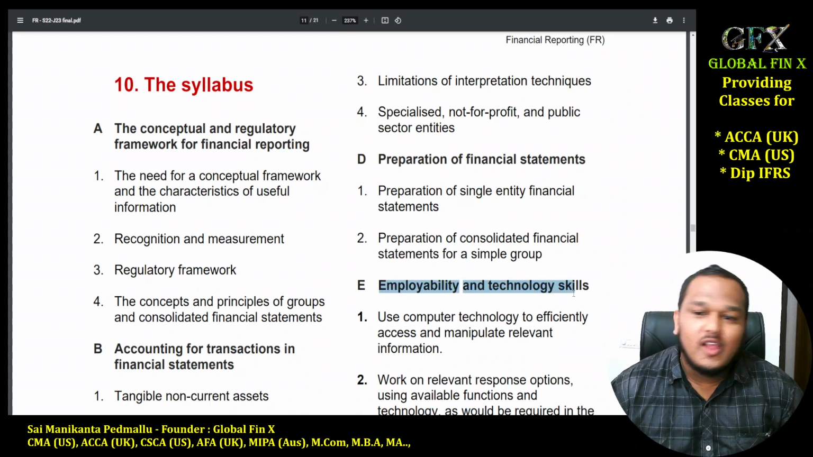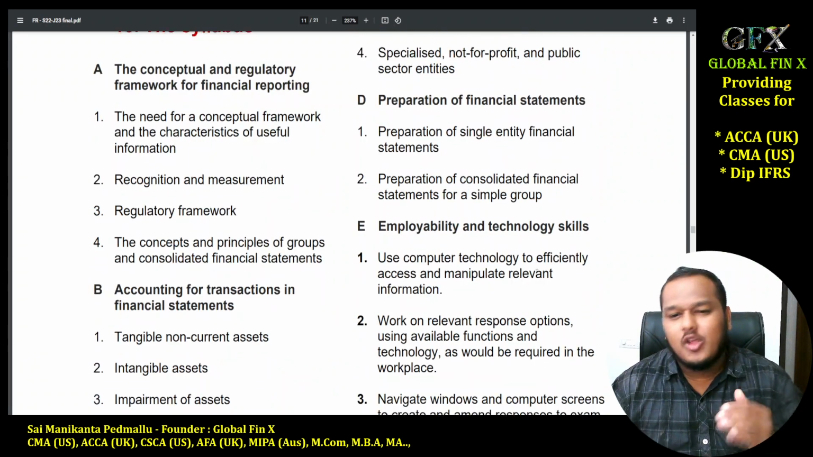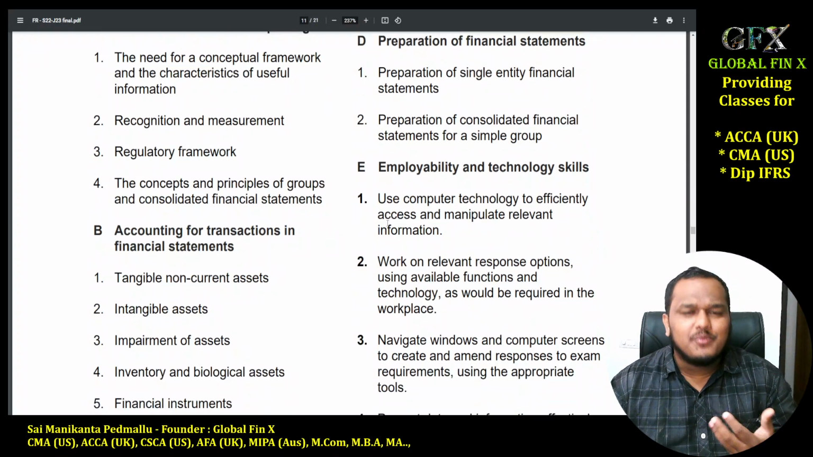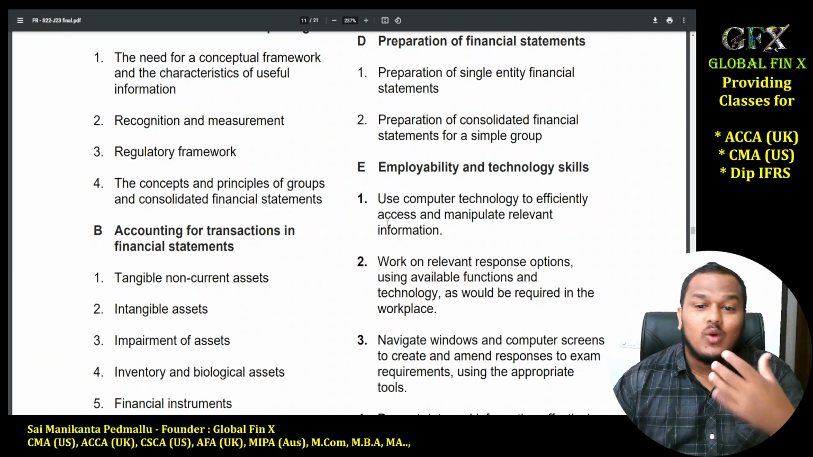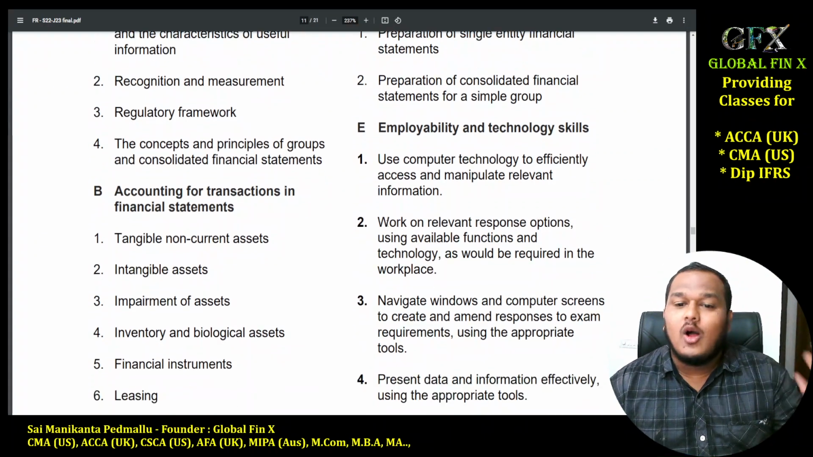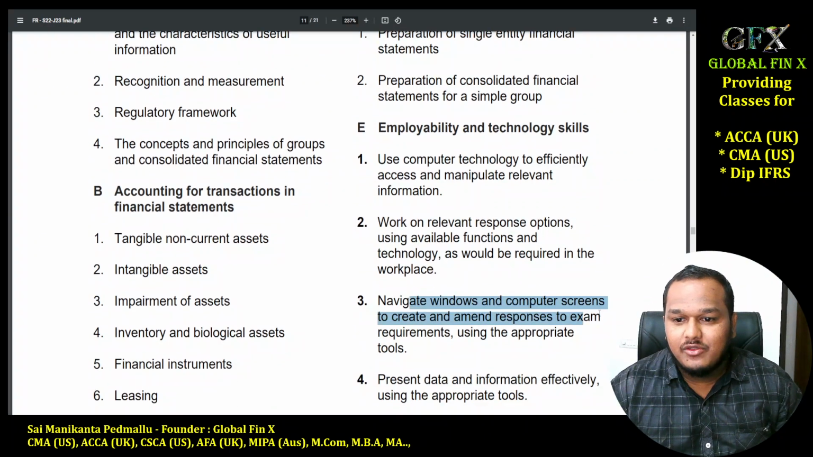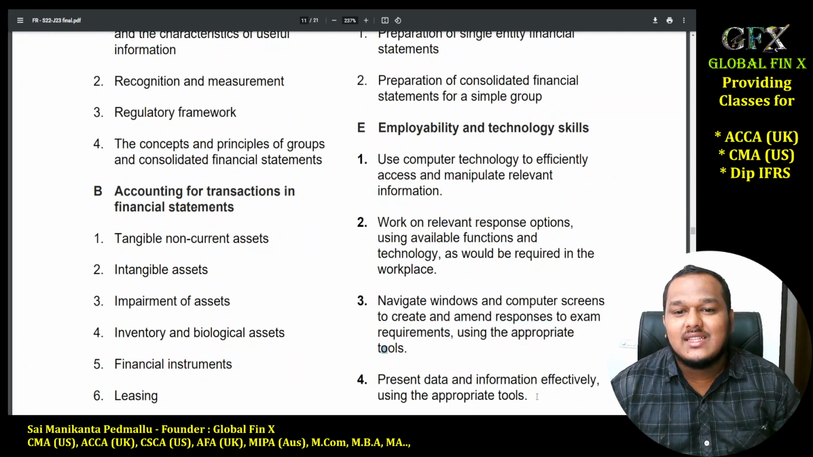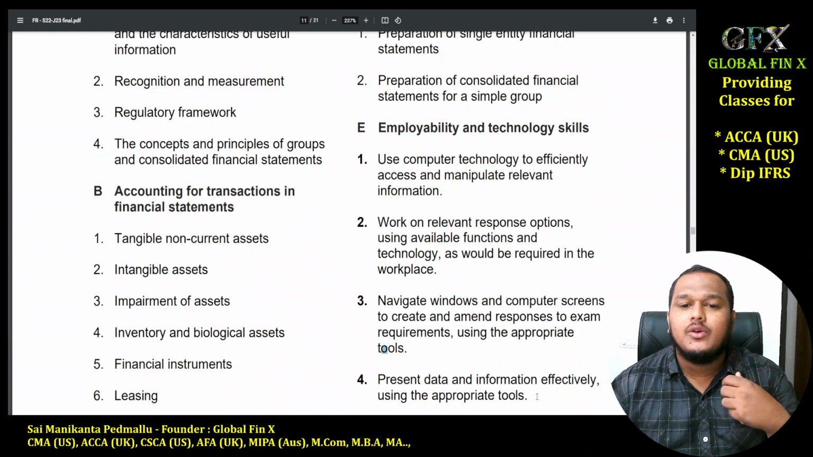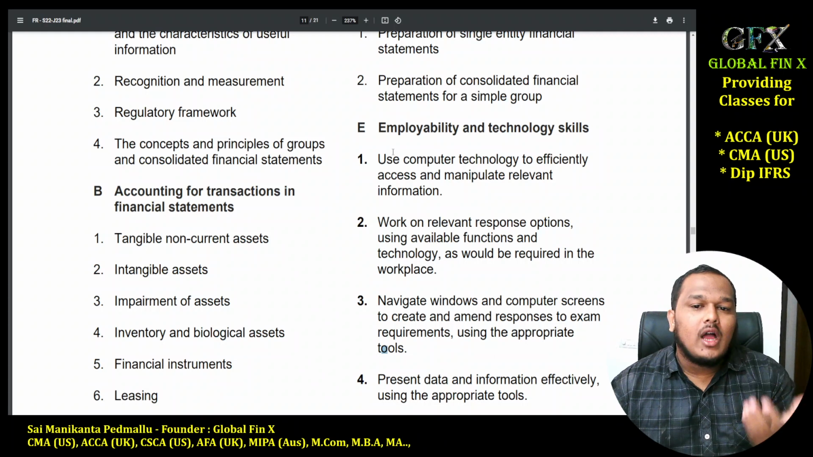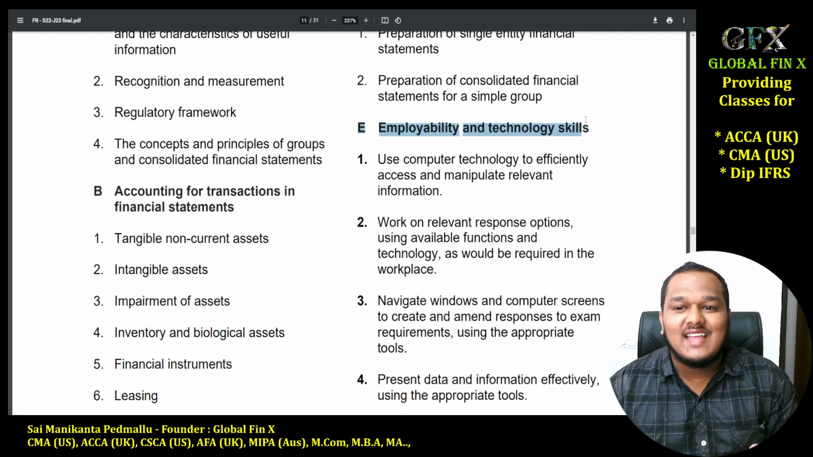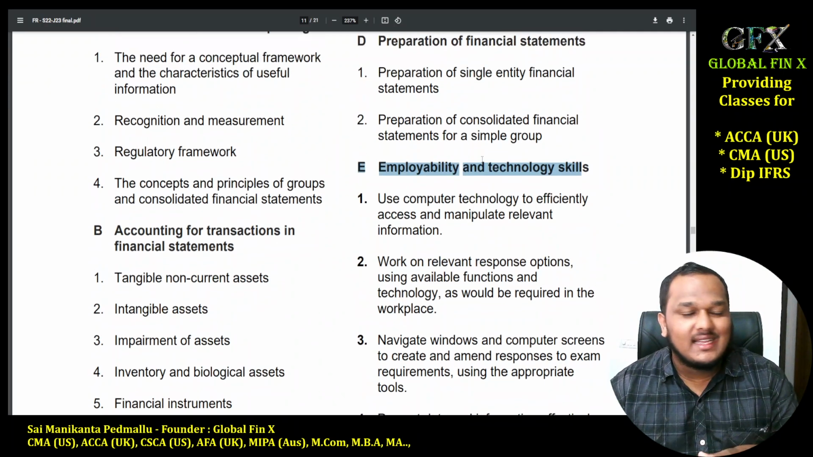Last, section E, you have employability and technology skills. Employability and technology is more about how to use computers for your computer-based examination. How does the screen look like? What are the relevant options available? You can see navigate windows and computer screens, respond to exam requirements, appropriate tools which can be used in the exam. Basically, they're just trying to give you an understanding of how the CBE environment works. So I do not usually consider section E as a separate section. As per me, I'll only consider 4.